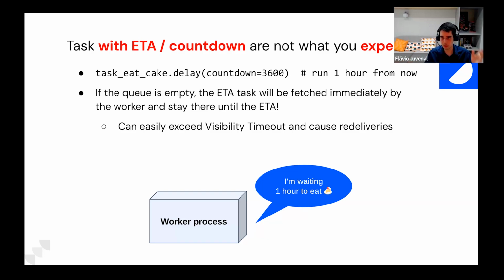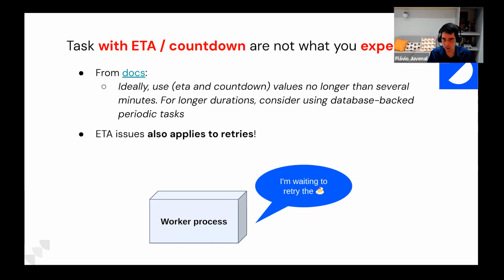So it basically doesn't work, right? You shouldn't have any countdown larger than a few minutes. That's actually what Celery really recommends in the docs. It's just a small message, but you shouldn't put anything longer than several minutes. If you really want to do that, you should use database-backed periodic tasks. So basically the same thing we already discussed. You have something that checks if something should run and triggers those tasks if they should run. So yeah, just wanted to mention that.